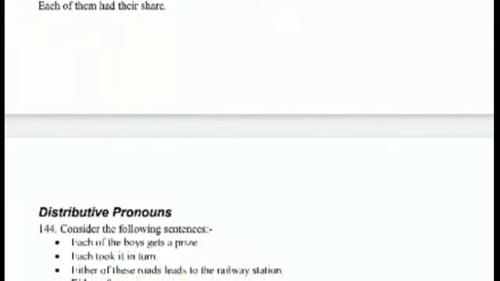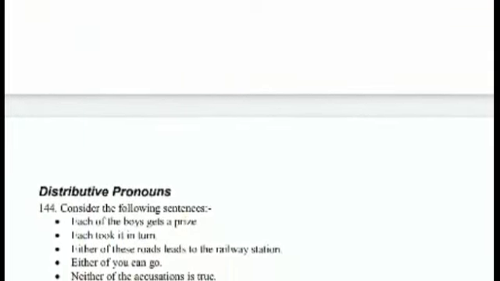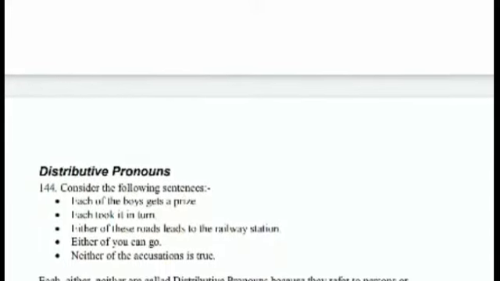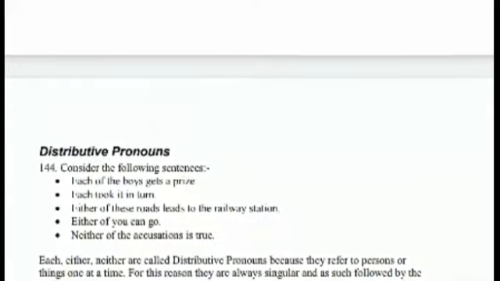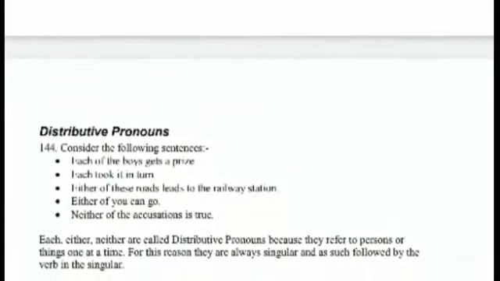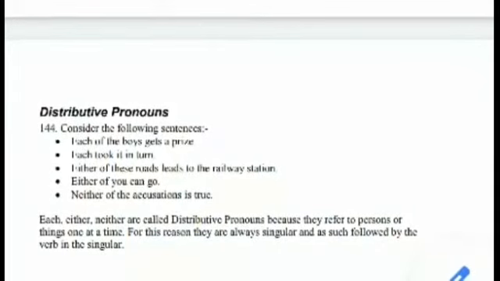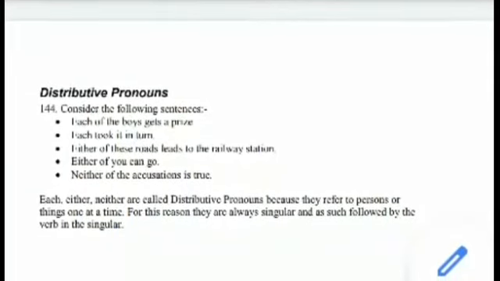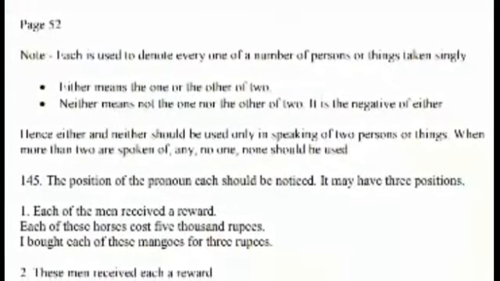Each is used to denote every one of a number of persons or things taken singly. Either means the one or the other of the two. Neither means not the one, nor the other of two. It is the negative of either. Hence, either and neither should be used only in speaking of two persons or things. When more than two are spoken of, any, no one, none should be used.